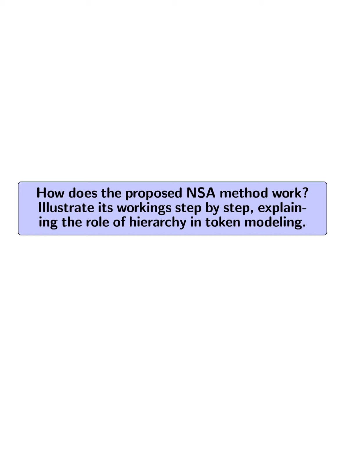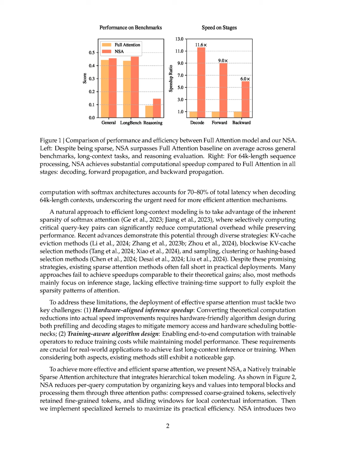How does the proposed NSA method work? Illustrate its workings step by step, explaining the role of hierarchy in token modeling. The proposed natively trainable sparse attention NSA method operates through a hierarchical token modeling approach that enhances both computational efficiency and model performance. First, NSA organizes keys and values into temporal blocks, allowing for three distinct attention paths: compressed coarse-grained tokens, selectively retained fine-grained tokens, and a sliding window for local contextual information.